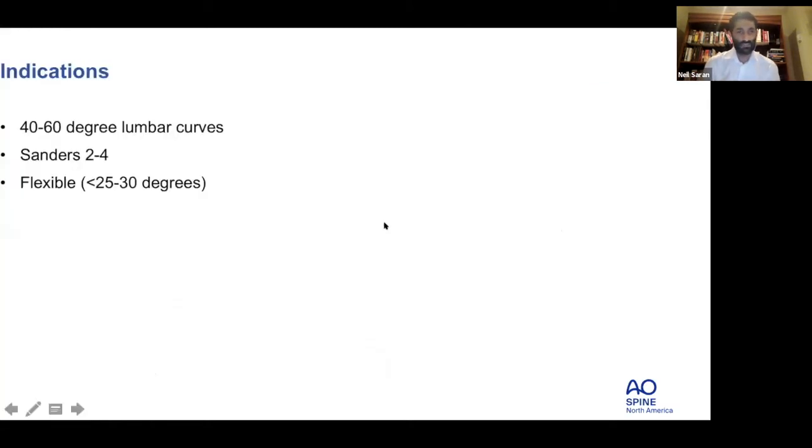And so my next slide is really my current indications. It's very brief. And this, with time, we're going to tease out a lot more detail on this. But right now, it's 40 to 60 degree curves that are typically Sanders 2 and 3. I will do Sanders 4, especially for the lower, the 40, 45 degree curves. And then they have to be pretty flexible. I like them to bend out to less than 25 degrees. That 25 to 30 degree zone, I start to wonder, is this going to work? And we'll see. So those are my current indications.